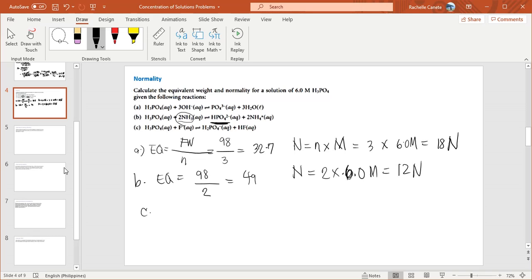Okay. Now, for letter C, we have equivalent weight is equal to 98 over how many number of equivalents? So, it reacted only to one base. Right? Two H's are left. So, that's 1, which is equal to 98. And so, the normality is equal to 1 times 6.0 molar. So, in here, the normality is equal to molarity. 6 normal. So, usually class, in acid-base reactions with only one ionizable H, only one acidic H, like HCl, HBr, those acids, the normality is equal to the molarity, because the equivalence is only 1. So, it only differs if the number of equivalents is greater. Okay?